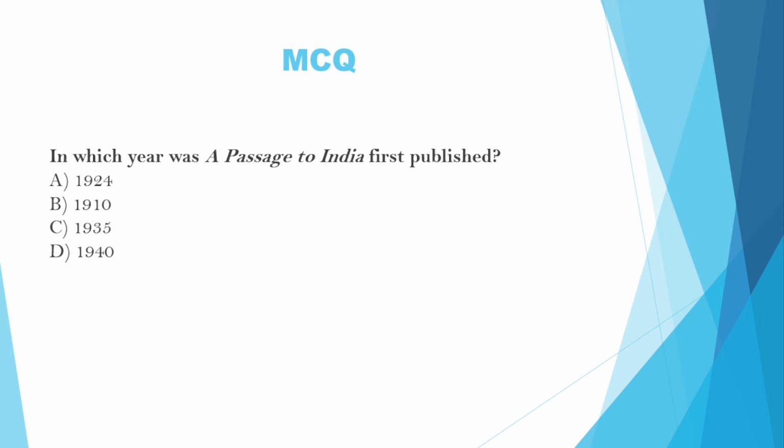Next question is, in which year was A Passage to India first published? Option A 1924, option B 1910, option C 1935, option D 1940. The correct answer is A, 1924.